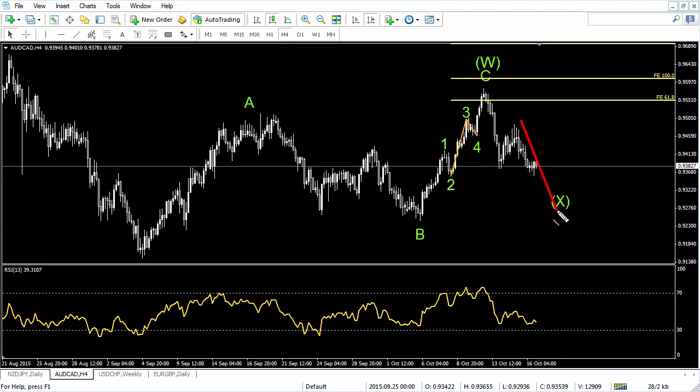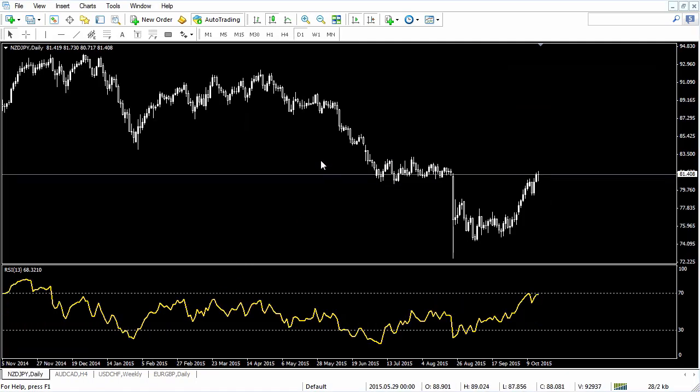So at least a 3-wave move, because we cannot end the wave X of one wave. So in the worst case scenario, if we don't see a 5-wave move like we want, we can expect to see just a 3-wave move, and that's all. Let's see the final pair.